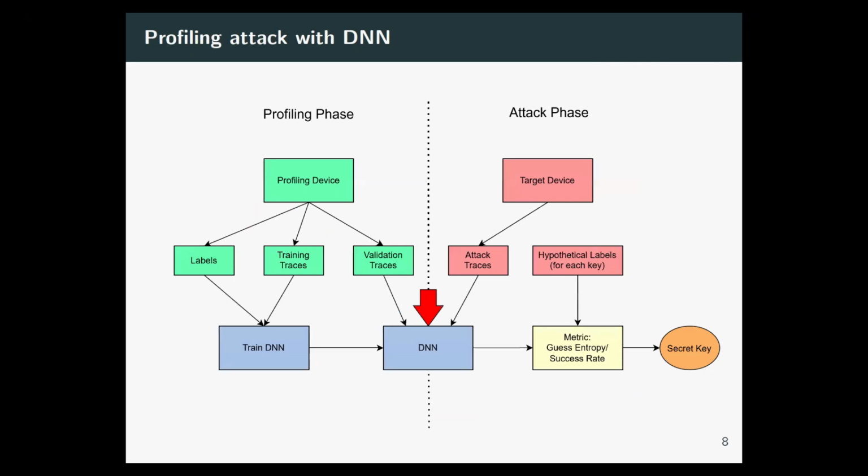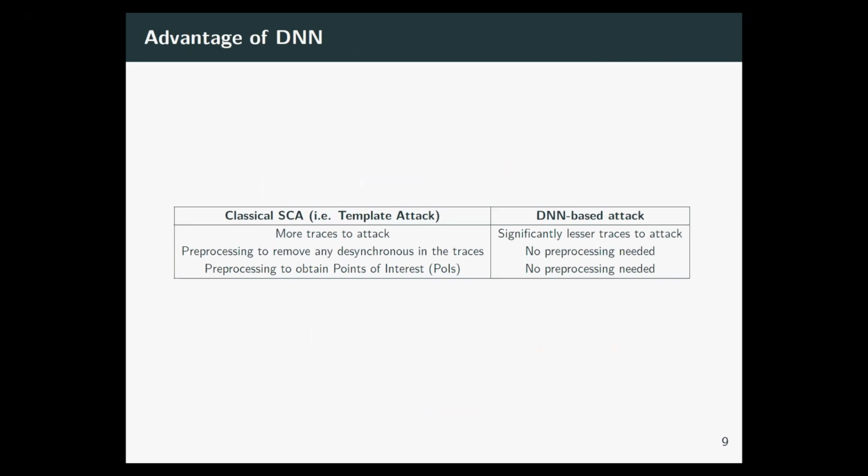Then one applies the deep neural network as the model to be trained for the profiling attack. So why does it attract so much attention? That's because there are 2 advantages of deep neural networks. Number 1, classical side channel analysis requires more attack traces to recover the secret key. It has been shown that deep neural networks require significantly fewer traces to attack. And in fact, there are cases where it requires only 1 attack trace to recover the secret key.